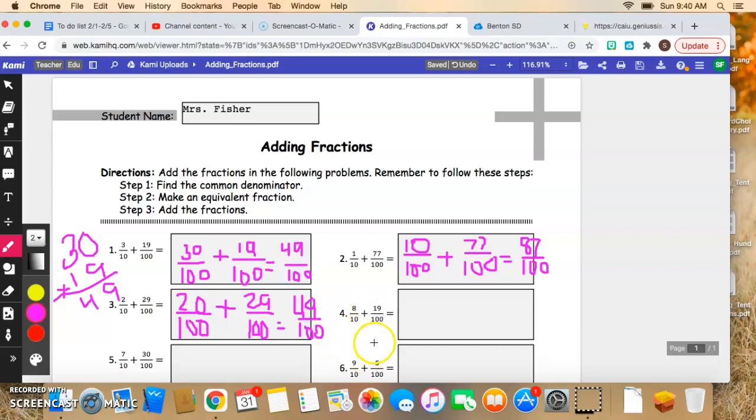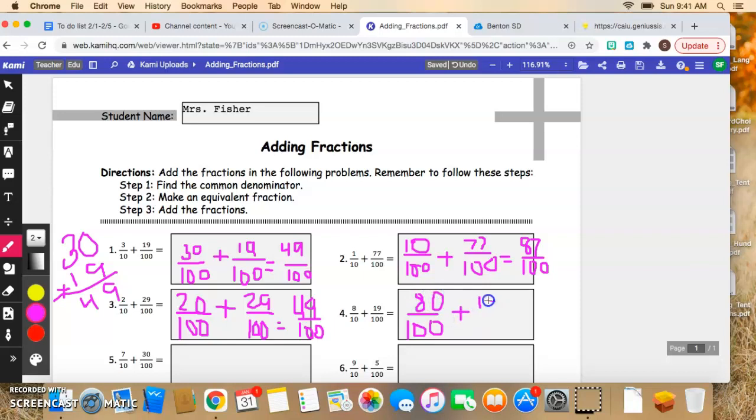Okay, the last one I'm going to do with you is number 4. Again, the denominator is 10. We need to get it to have the common denominator of 100. So 10 times 10, because that is what we need to do to get to 100, is 100. Then do the same that we did to the bottom to the top. So 10 times 8 is 80. And we have to add 19.